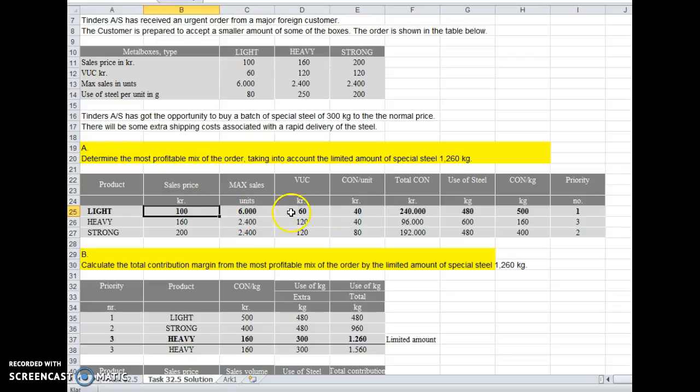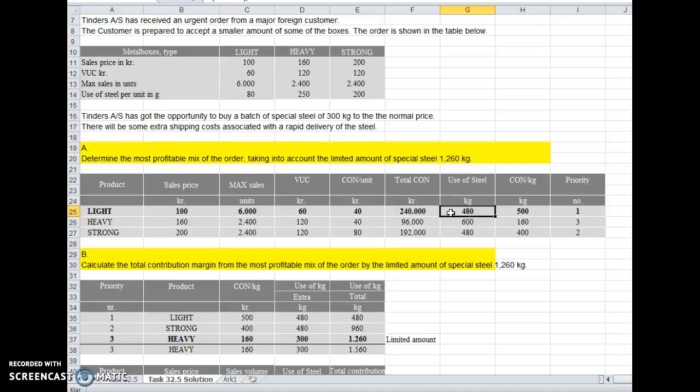It's 100 minus 60, that's 40, and so forth. Then you can calculate the total contribution margin by multiplying the contribution per unit and the maximum sales. And then you have the total contribution. Then you can calculate the use of steel, because you know that for light you use 80 grams per unit, and you can produce 6,000 units. So you can multiply 80 grams by 6,000 units, and then you can divide by 1,000, then you have it in kilos. So if you should sell 6,000 units, you have to use 480 kilos of steel.